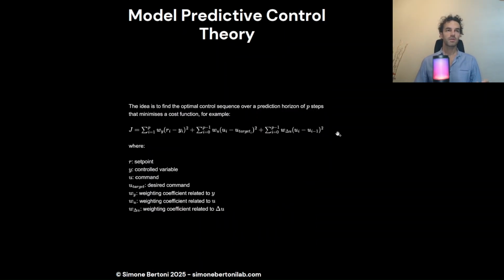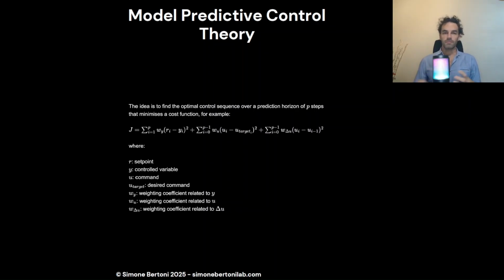So let's see the theory behind model predictive control. Essentially, the idea is to find the optimal control sequence that minimizes a cost function over a certain prediction horizon. Okay, so the prediction horizon is a series of steps over which we will run the optimization.